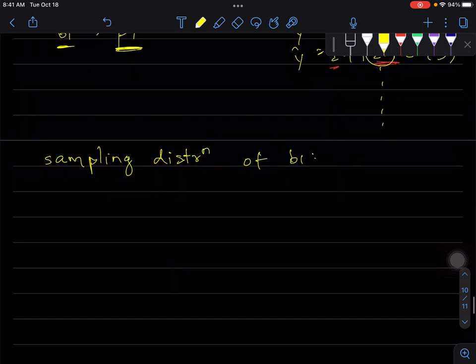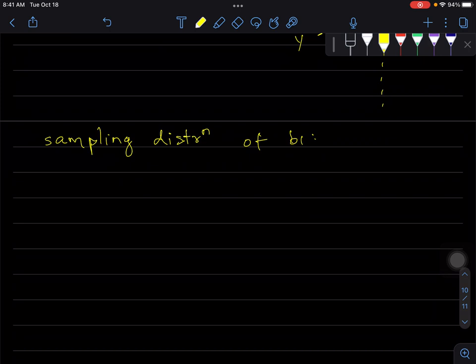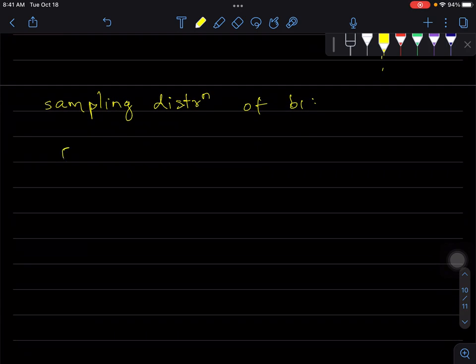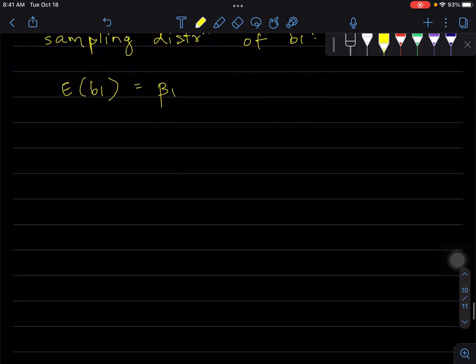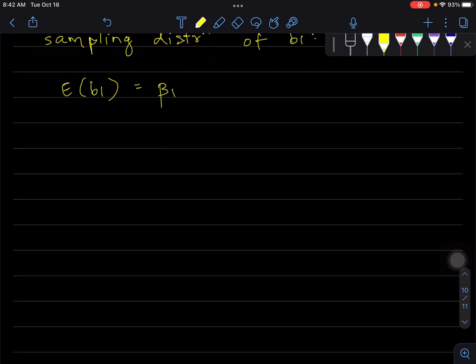Why b1? Because we don't know beta 1, right? So we don't know what the sampling distribution is. We're just trying to predict what it's going to be. So we have to understand the behavior of the estimator to know what the behavior of the actual value is going to be. So the expected value of b1 is going to be beta 1. That's the hope. That's how stats works, right? So the expected value of b1 is beta 1.